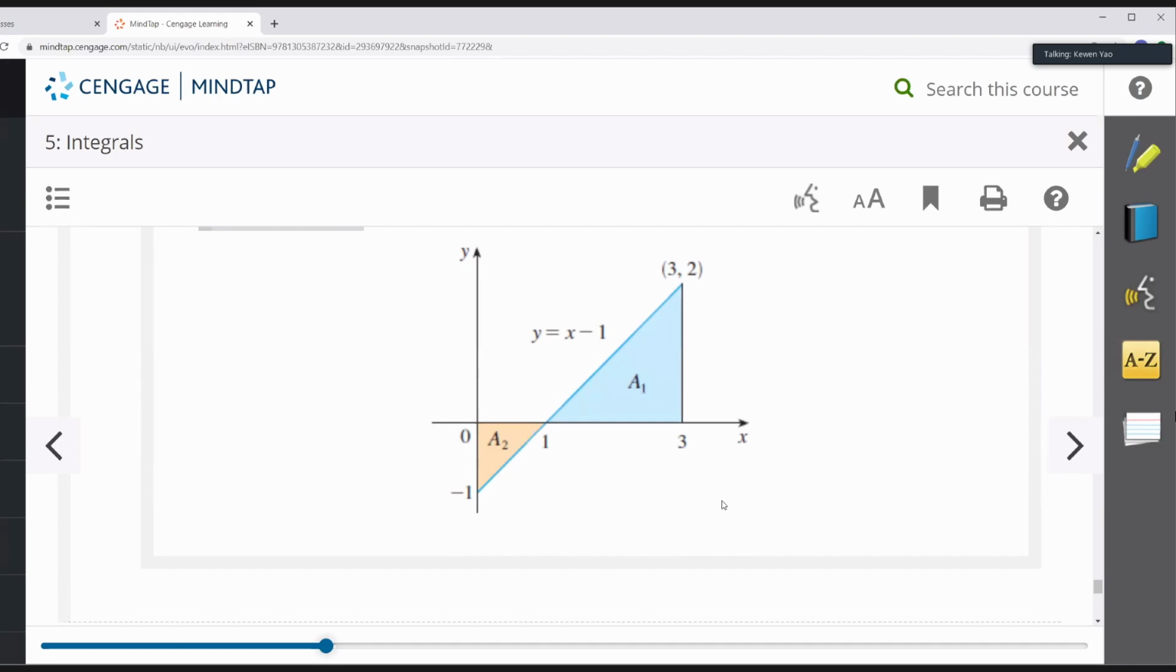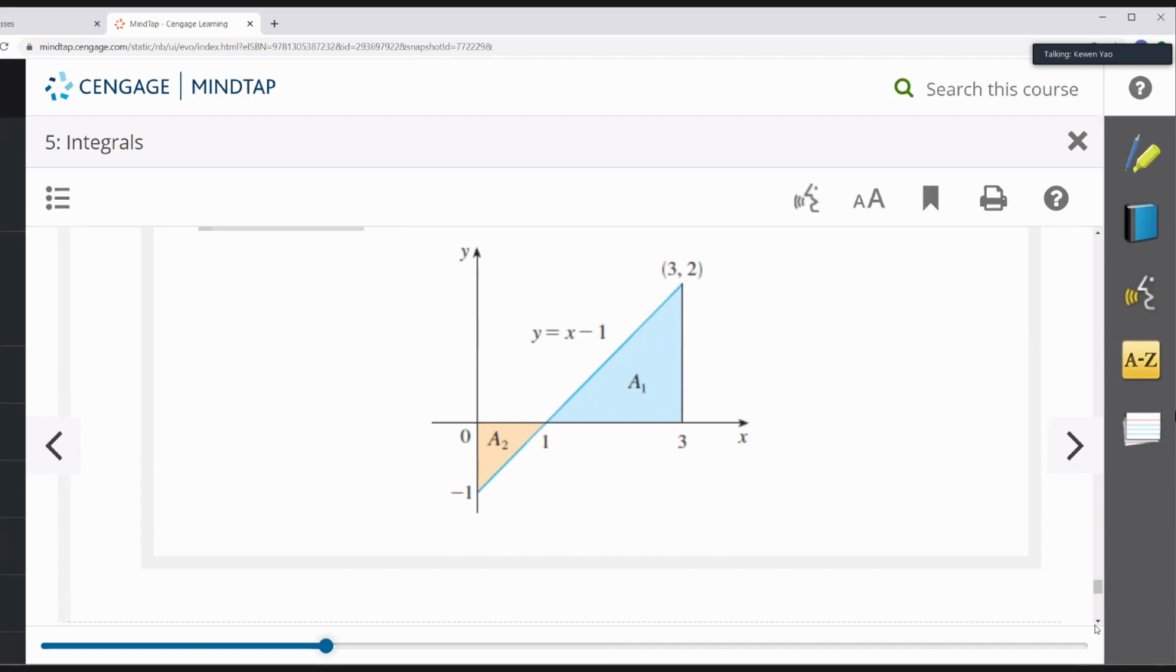What's the total area? The total area is A1 plus A2, right? But this is the net area, not the total area. Total area is positive, it's A1 plus A2. But this integral is the net area, including the sign. So A1 is positive sign, A2 is negative sign, so you have to use this minus this. Easy. So remember, the integral is not the total area, but the net area.